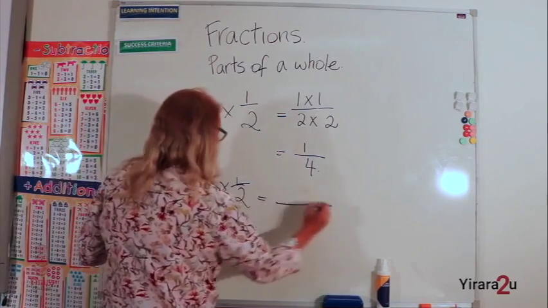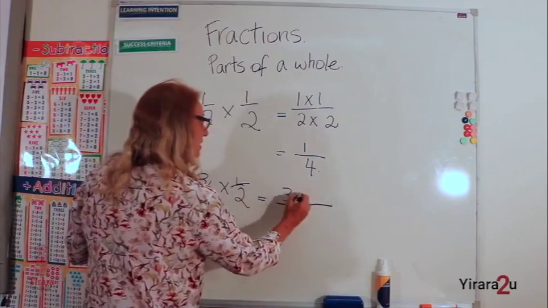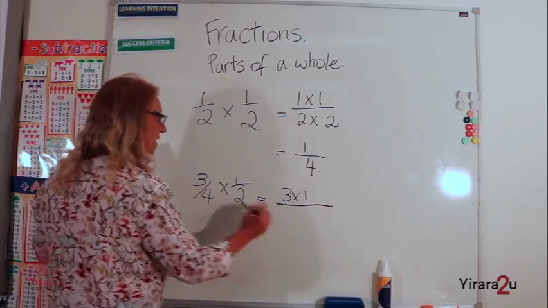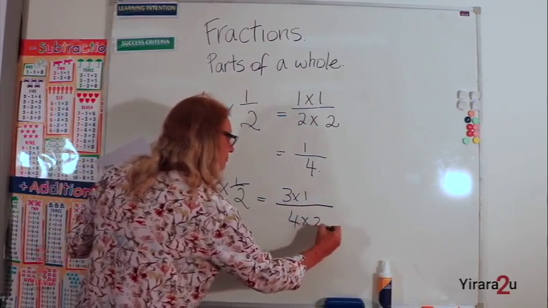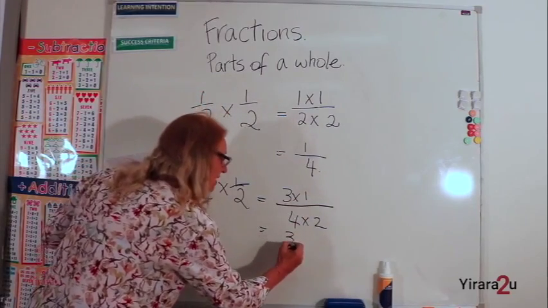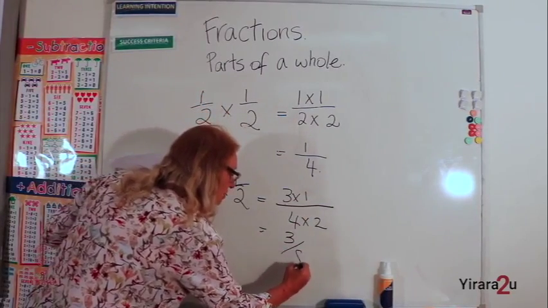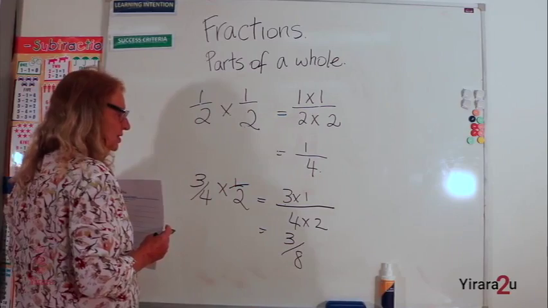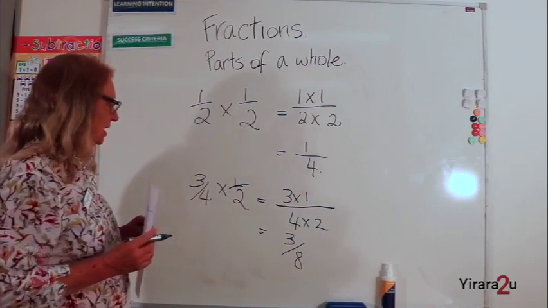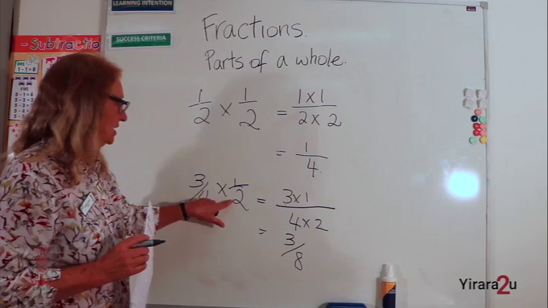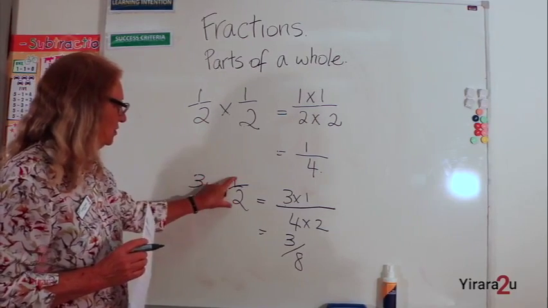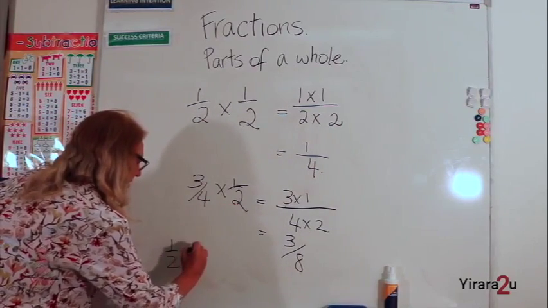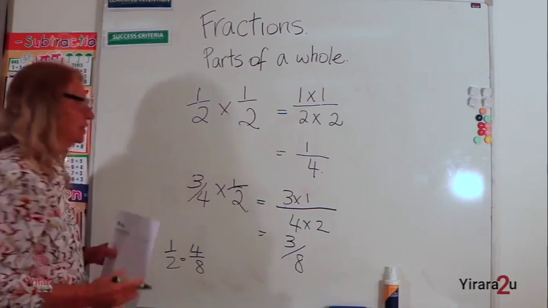We put one line here and take the top numbers, 3 times 1, and on the bottom underneath we take the bottom numbers. 3 times 1 is 3, and 4 times 2 is 8. So you can see your answer is 3/8, which is less than a half, because 3/4 is not the whole of the half, it's smaller than a half. A half in itself equals 4/8.